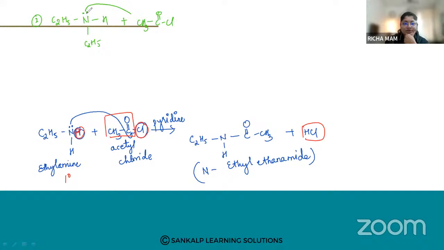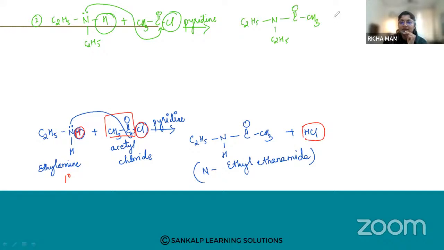The lone pair of electrons on the nitrogen will attack this carbonyl carbon. And what am I going to get? This reaction will go in the presence of pyridine. I'm going to get C2H5 N C2H5, where our hydrogen will be replaced with C double bond O CH3, plus HCl. So what is the product? The name is N,N-diethyl ethanamide. Okay, diethyl ethanamide. So this is the reaction.